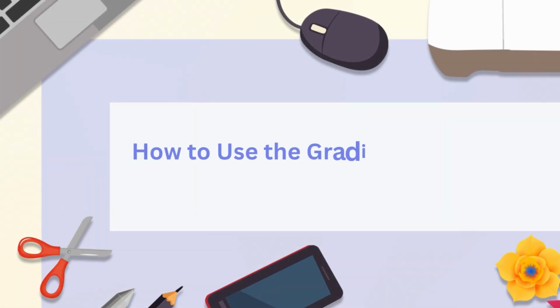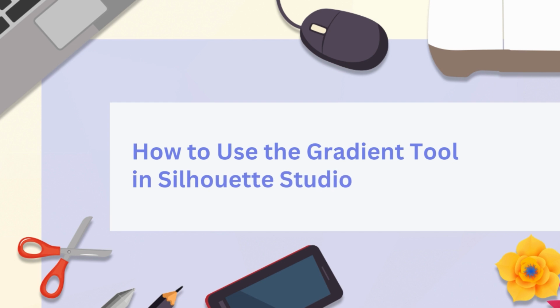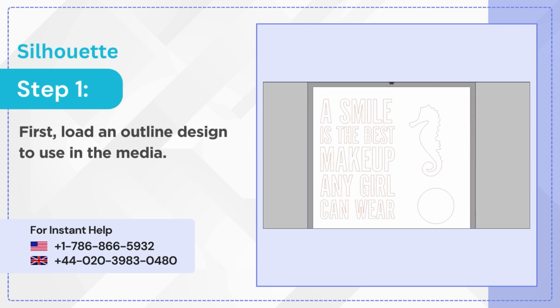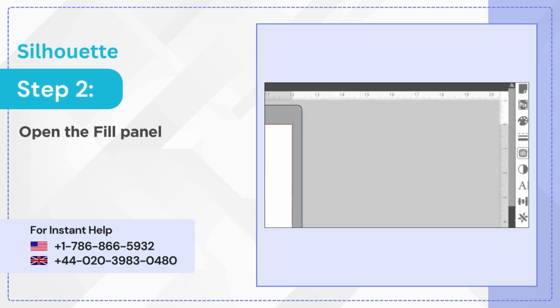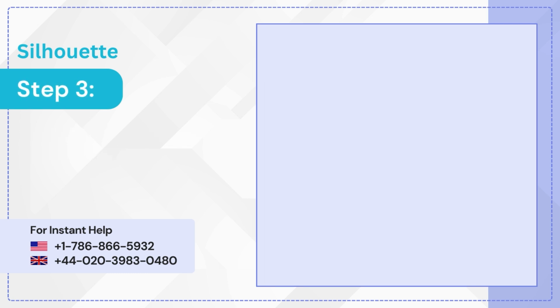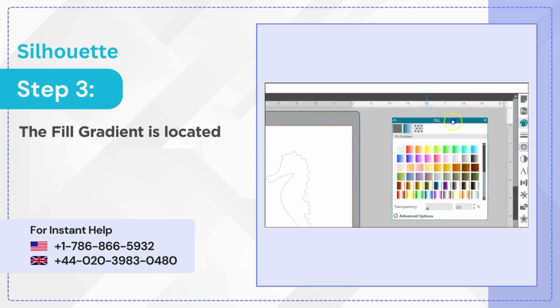How to use the gradient tool in Silhouette Studio. Step 1. First load an outline design to use in the media. Step 2. Open the Fill panel from the right toolbar. Step 3. The Fill gradient is located in the middle tab.